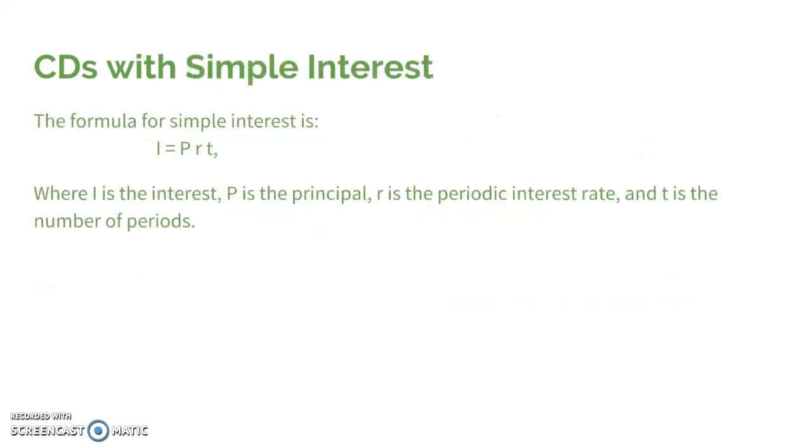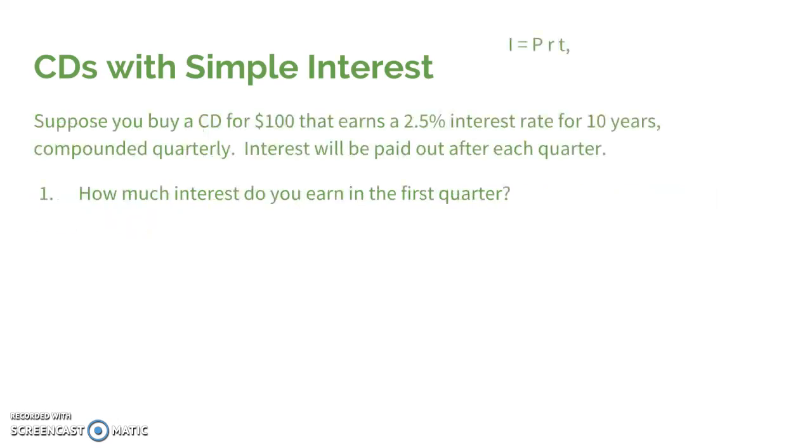Here is the formula for simple interest. Interest equals principal times rate. Again, this rate is the periodic interest rate. And T, number of periods. So let's try an example here. Suppose we buy a CD for $100 that earns 2.5% interest rate for 10 years, compounded quarterly, and the interest will be paid out to me each quarter. How much interest do you earn in the first quarter?